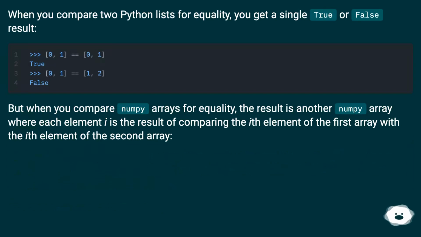When you compare two Python lists for equality, you get a single True or False result. But when you compare NumPy arrays for equality, the result is another NumPy array where each element i is the result of comparing the ith element of the first array with the ith element of the second array.